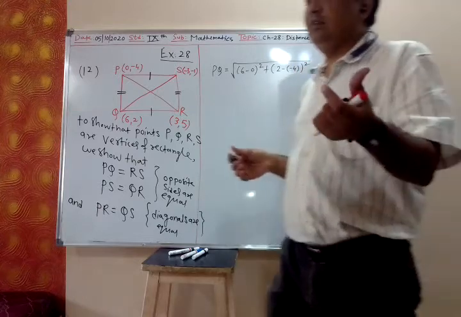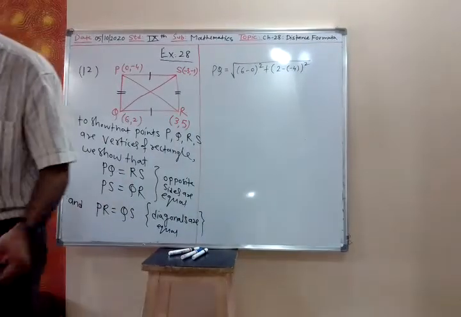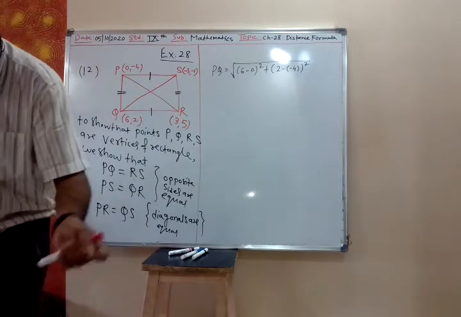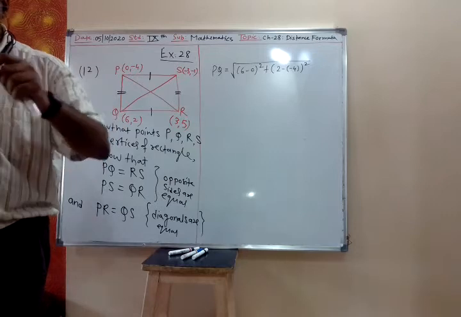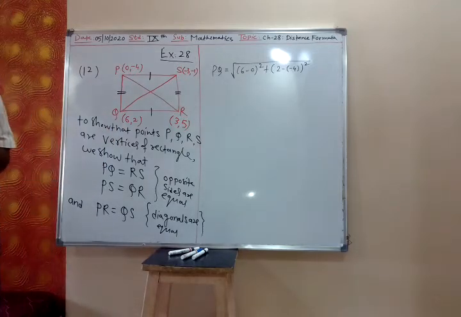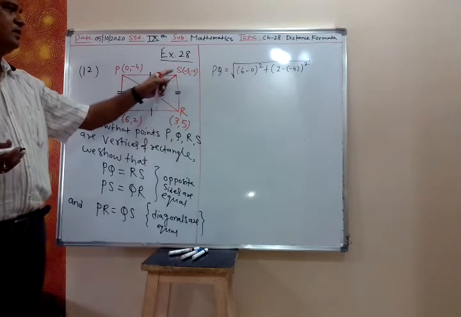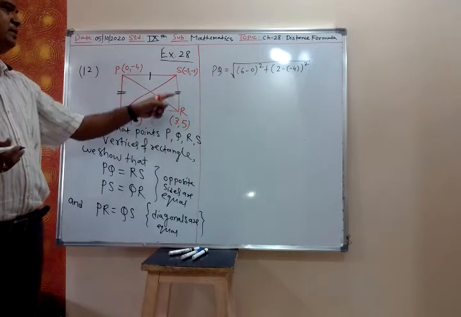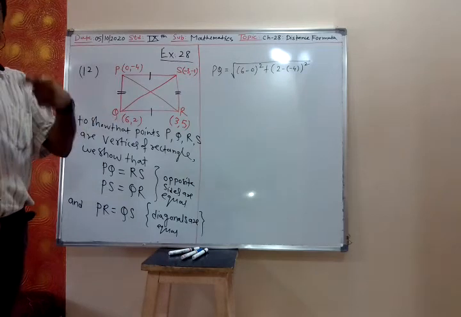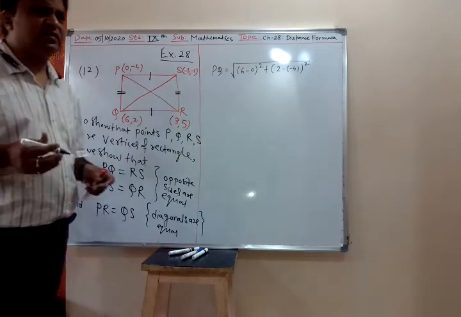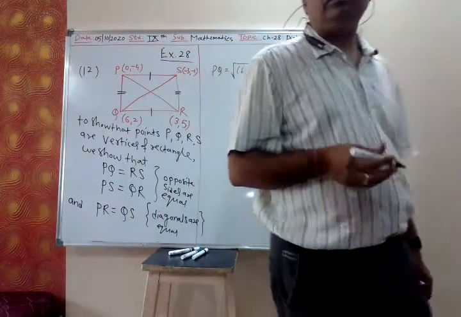Where is it given that it is a rectangle? It is not given. Show that the points are the vertices of a rectangle. So these PQRS will be vertices of a rectangle only when... you have to find out.